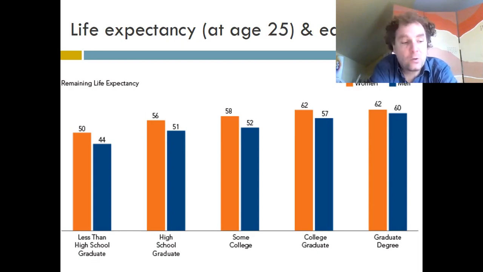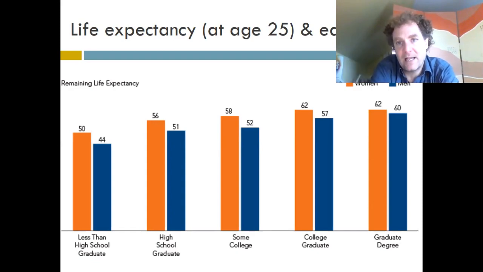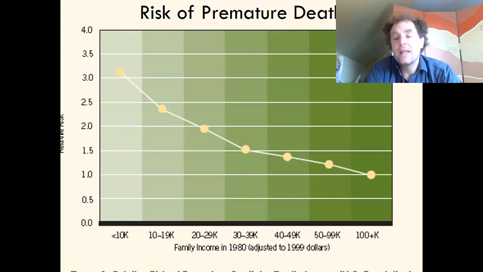And so dropping out of high school will not just earn you less money, it will also dramatically shorten your life. Again, we see the same relationship between how long you can expect to live and your economic position, your class position in American society. Here we see the same thing again. This is the risk of premature death, which is the risk of dying before age 65. It's basically the risk of dying young, the risk of dying before you get old.